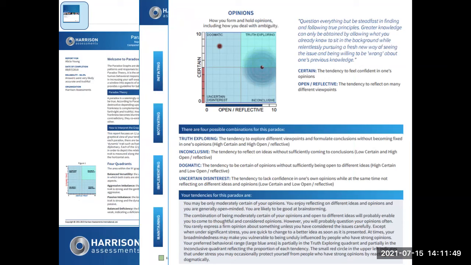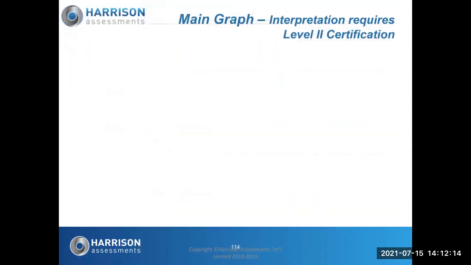And everyone going through the certification learns how to use those in the debrief process to focus in on the various places in the graph that you can score, and then how you can look at the definitions and understand really what's being measured and the actual behavior of the individual's tendencies at the bottom of the detailed report.